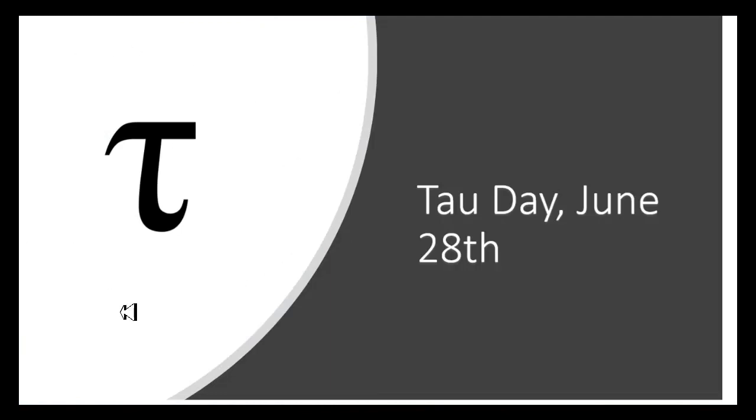Okay, and so because the value of tau is 6.28, the tau supporters out there have given tau a day, June 28th every year, like Pi Day is March 14th, 3.14. Tau Day is June 28th, and I think we should all do something special on that day.